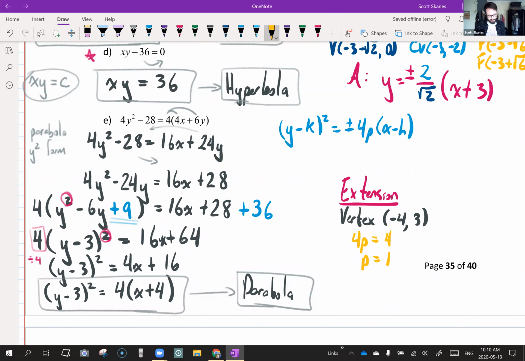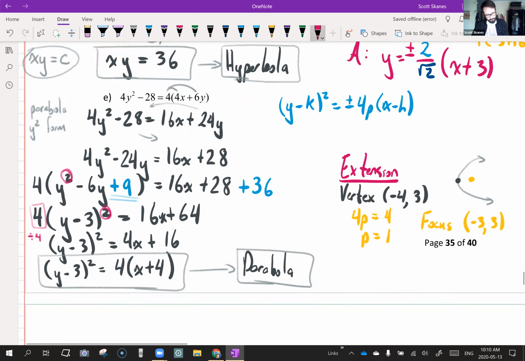Remember this once upon a time? That means our focus is what? Well, this is y squared form, so it looks like this. My vertex is over here. My focus is inside. So I need to go right by P. The focus is going to be -3 and 3. Lots to keep in mind. Lots to remember. Don't get lazy. Do the practice. And what else? Do you remember this other special piece? The other special piece was the directrix.